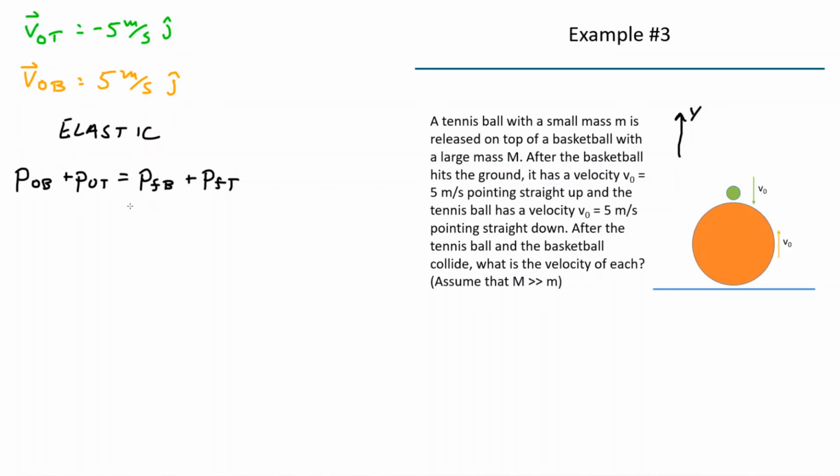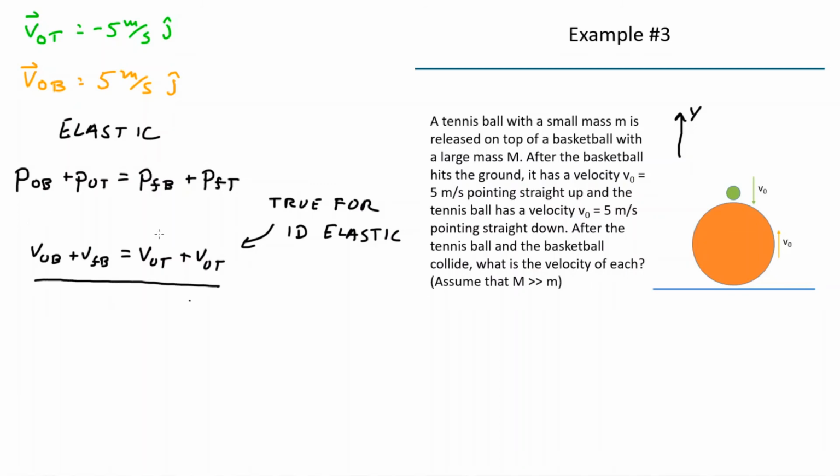Okay. Now, I also have a special equation that I got for the case of an elastic collision, which is that the initial velocity of the basketball plus the final velocity of the basketball equals the initial velocity of the tennis ball plus the final velocity of the tennis ball. This is true for elastic collisions in one dimension. So this is only true for elastic collisions in one dimension. Otherwise, this equation doesn't hold. But we can use this equation in this special case.